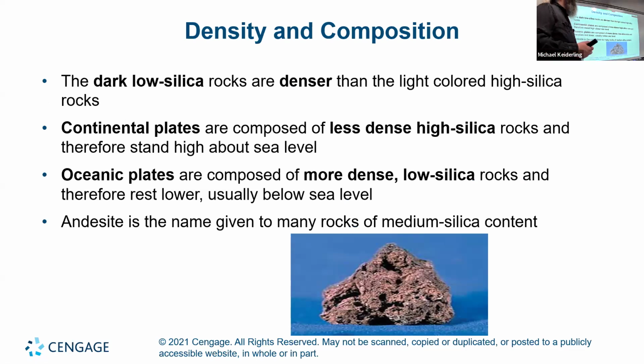We were talking about rocks and igneous rocks. Dark, low silica rocks are denser than light colored, high silica rocks. We'll be looking at rocks today in lab, identifying them. That will allow you to see the differences at some level. Continental plates are composed of less dense, high silica rocks, and therefore they stand higher above sea level, while oceanic plates are composed of more dense, low silica rocks, and therefore rest lower, usually below sea level. And medium silica rocks are usually called andesite.